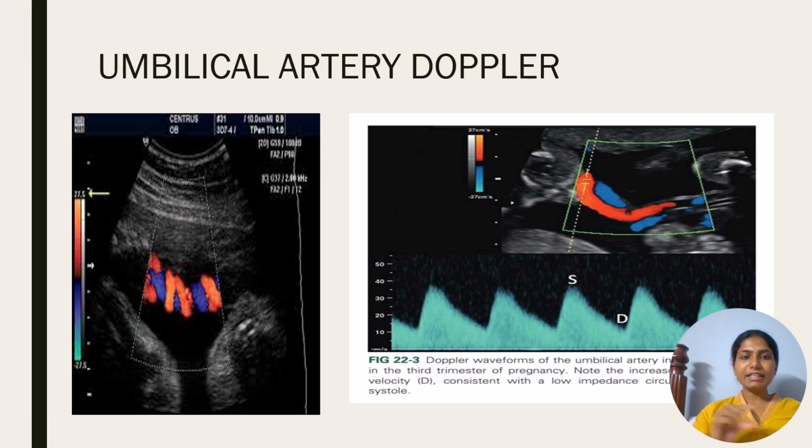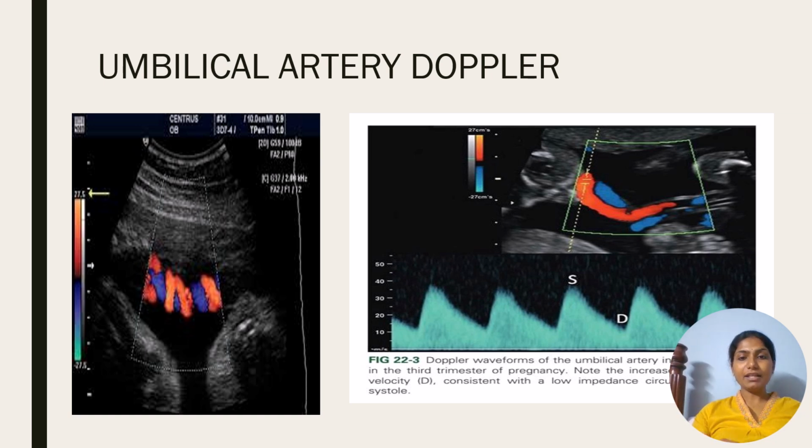Now coming to the fetal vessels which we are interested in. What are the fetal vessels we are interested in? There are 4 vessels. One is the umbilical artery, the second is the middle cerebral artery, the third is the ductus venosus, and the fourth is the aortic isthmus, and the last one is the umbilical vein.